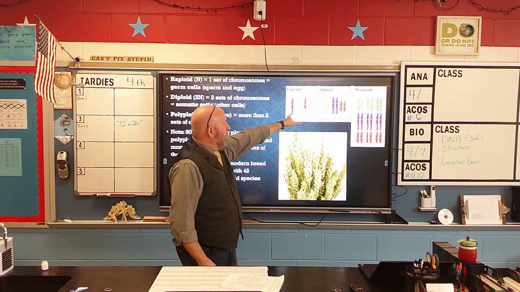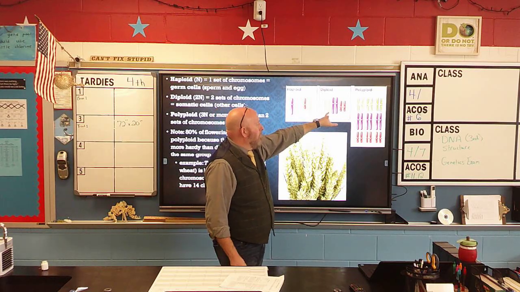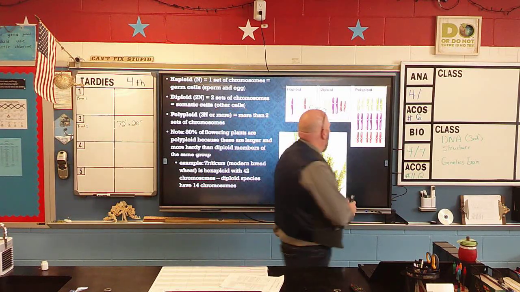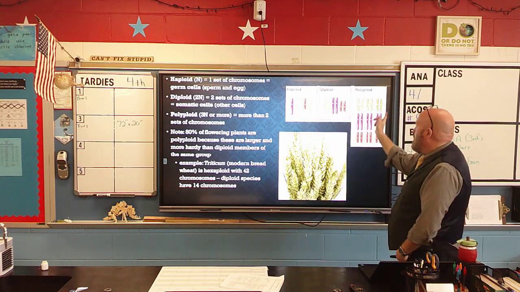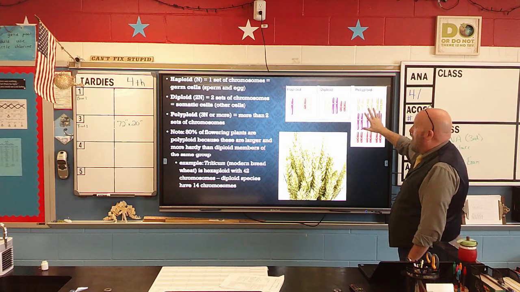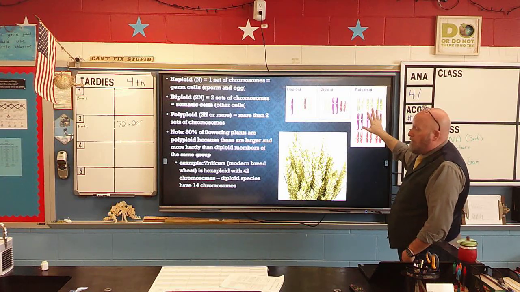So here's a haploid. We've got a purple, an orange, and a yellow, or a purple, red, and yellow. Here, diploid, we've got 2 purples, 2 reds, and 2 yellows. Here in polyploid, we got 6 yellows, 6 purples, and 6 reds. Technically, you want to call this hexaploid. It's a type of polyploid, okay?